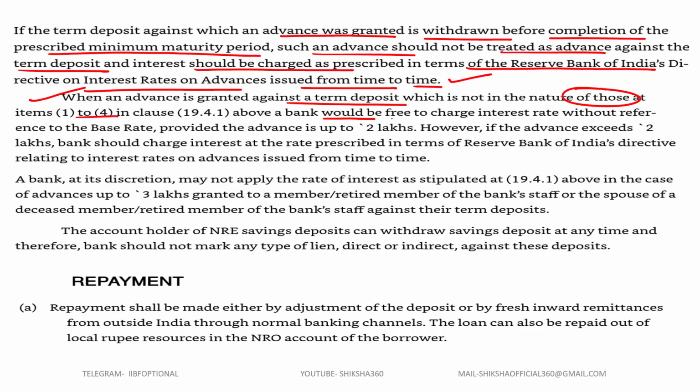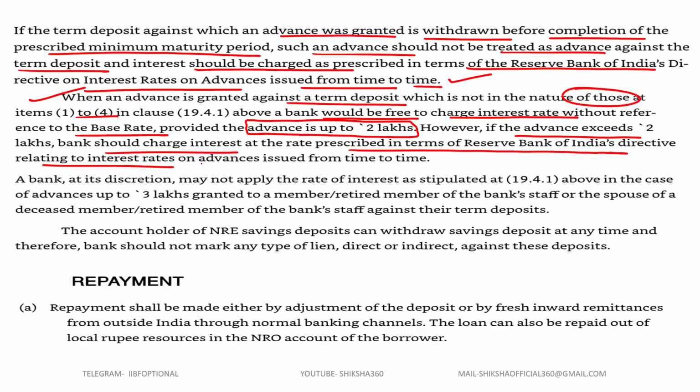So when an advance is granted against a term deposit which is not in the nature of those items we have discussed, the bank would be free to charge interest rate without reference to the base rate, provided the advance is up to rupees 2 lakh. Clear? However, if the advance exceeds rupees 2 lakh, the bank should charge interest at the rate prescribed in the Reserve Bank of India directives relating to the interest rate on advances issued from time to time.